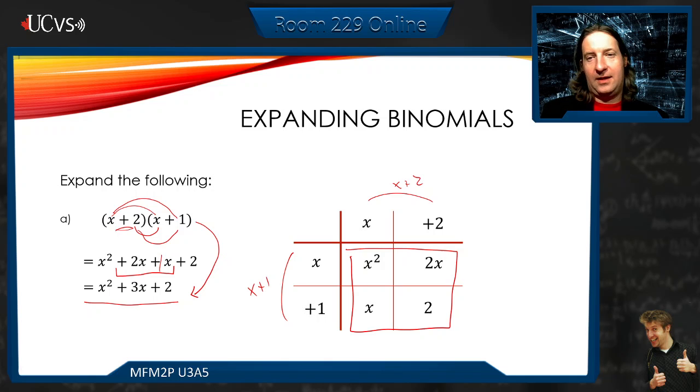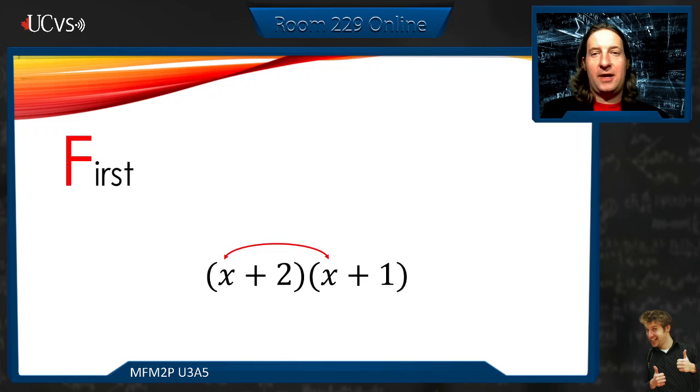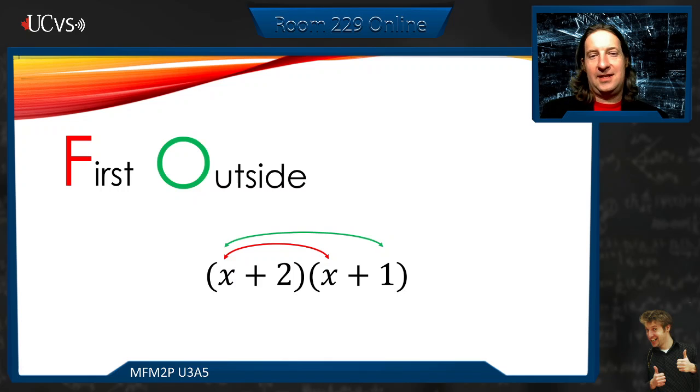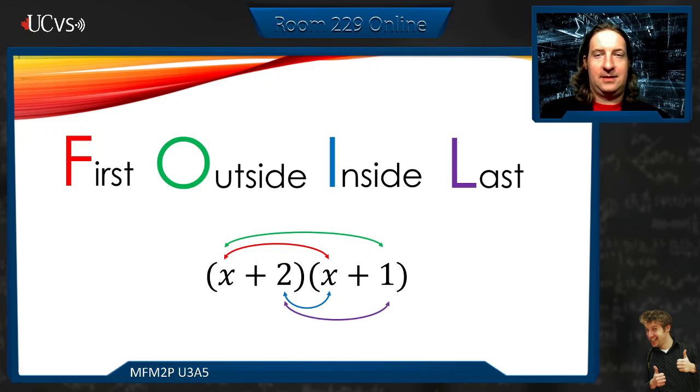Okay, this is expanding a binomial. And the easiest way to remember this is something called FOIL. Let's say I want to expand this. To remember how to multiply these things, quite straightforward, using the simple acronym FOIL. So first we multiply the first terms. So x times x. Then we multiply the outside terms, the farthest away one, so x times 1. Then the inside, and then our last. So first, outside, inside, last, FOIL.